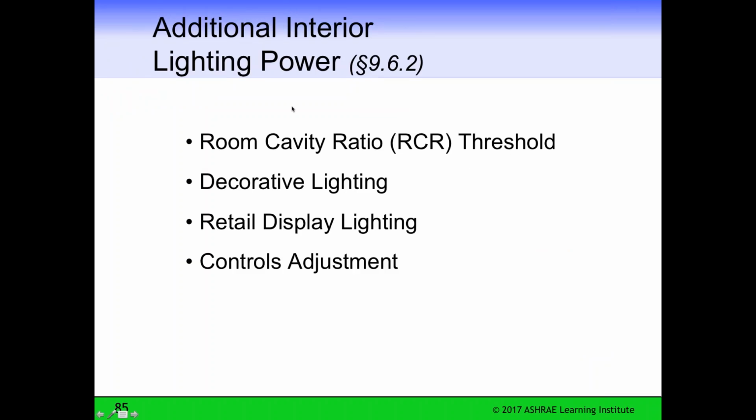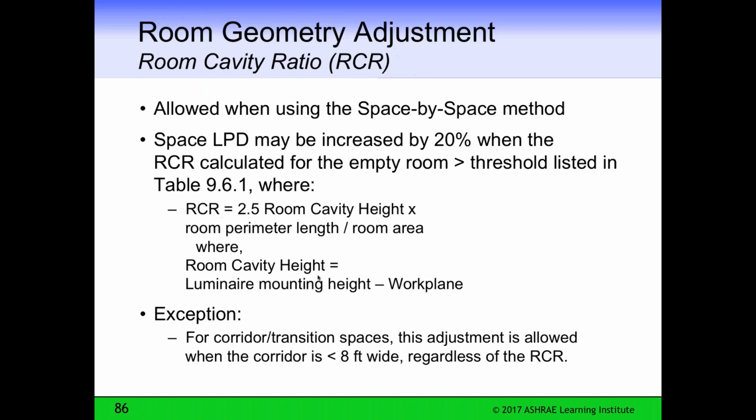wattages. Now, when you're doing the space-by-space method, it's much more complicated, more detailed. You get some benefits. You can claim extra lighting power to be installed if you have an odd-shaped room, or for decorative lighting, or for lighting of retail display areas, or for control adjustments. These are 4 ways you can increase the amount of lighting that can be installed in a space. So it's an advantage of using the more detailed lighting power method.